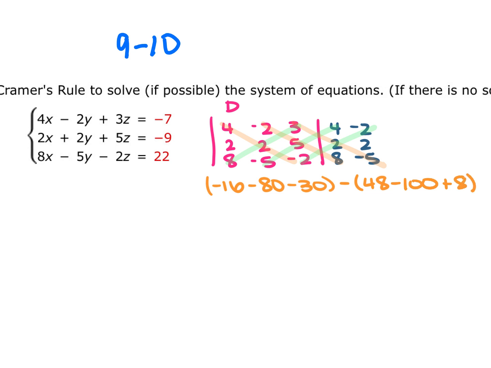All right, so your -16 minus 80 minus 30 gives you -126. The 48 minus 100 plus 8 gives you -44. So then your double negatives turn into positives. You're going to do -126 plus 44, which gives you -82.